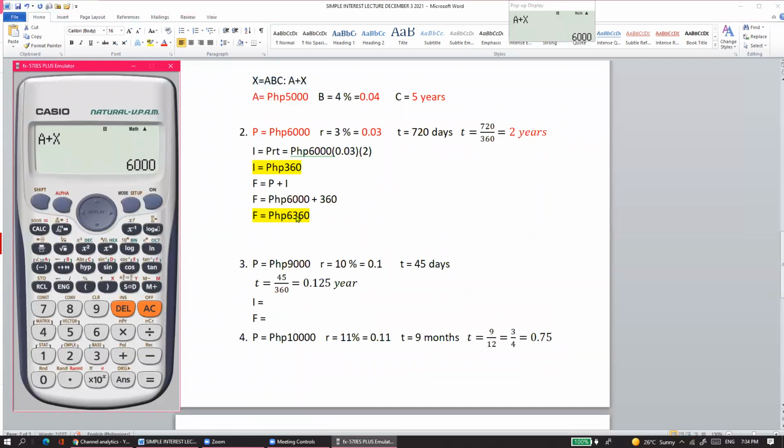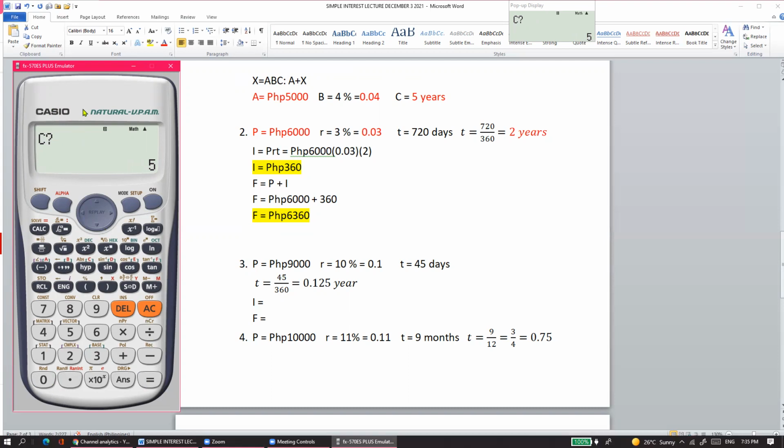So, pagkalitaw ng sagot na 6,000 sa problem number 1, wala lang akong ibang gagawin kundi pindutin ulit yung calc. Magtatanong uli ang calculator ng A. Sa problem number 2, ang value ng A natin is 6,000. Ito yung principal. So, I'll type 6,000 again. And then I'll press equal. Magtatanong uli ang calculator ng value ng B, which is actually 0.03. Then I'll type 0.03, which is actually the rate of interest, or the variable B na inassume natin. I'll press equal again.